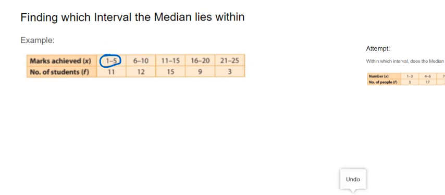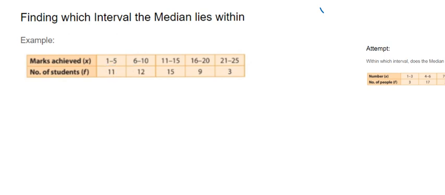If you're not sure how to work out the median from a regular frequency table, maybe have a look back at that first, because it's pretty much the same thing, and I go into a little bit more detail in that. But basically here there's 11 students who achieved a mark of between 1 and 5. Then there's 12 more students who achieved a mark between 6 and 10, and so on.